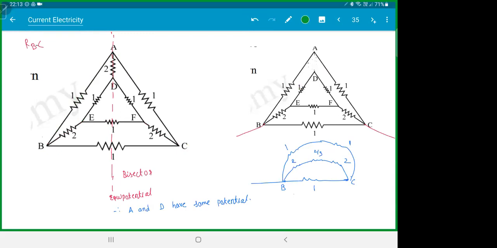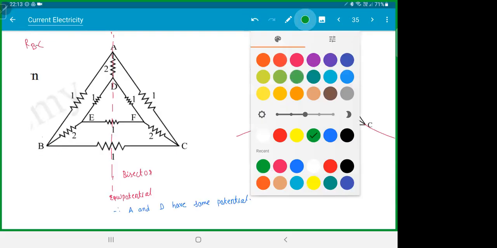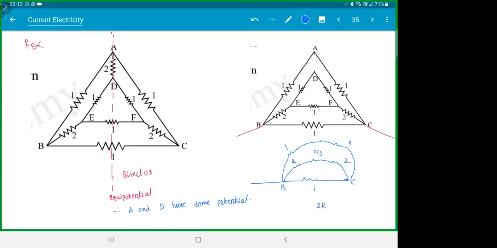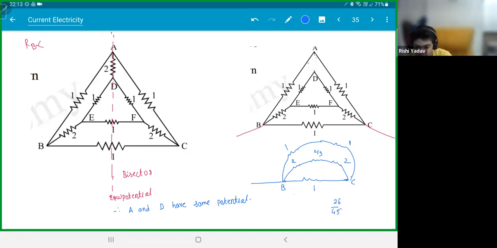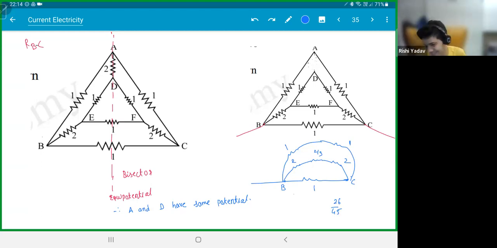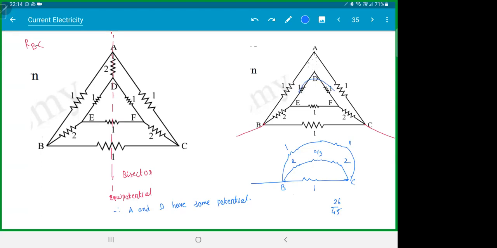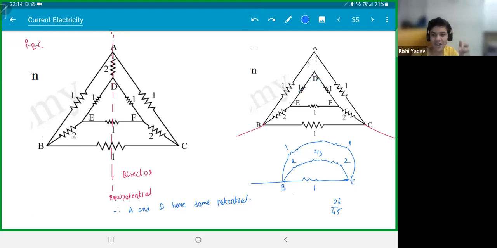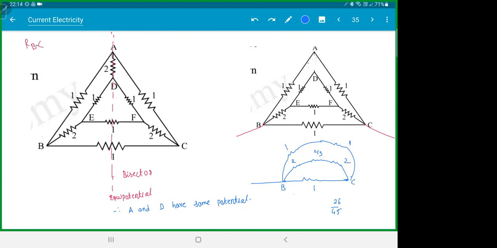Kitna hai, Rishi? 26 by 45. Chalo, we'll assume that is right. Sir, but the triangle in the middle, its value comes 8/3, no? Oh, no, I messed up. You messed up. Actually it's a parallel of 1, 1, 2, 2, 1, right? Don't add. Yes, it was parallel. I took all three of them in parallel. Clear with this?